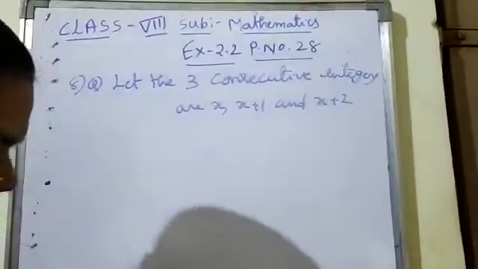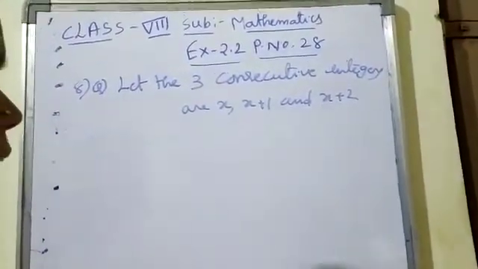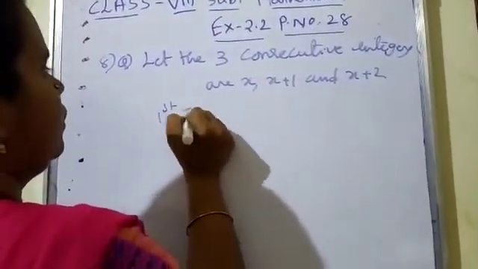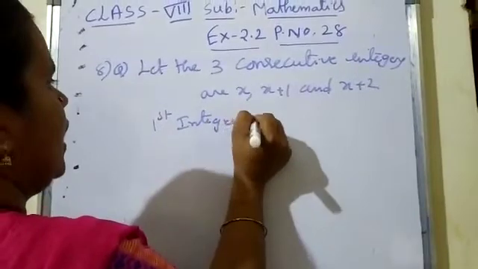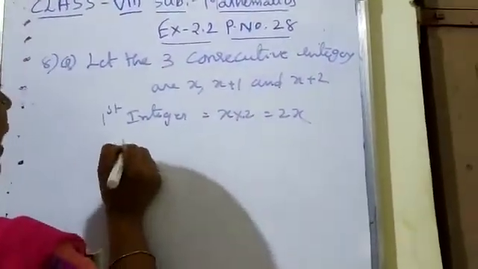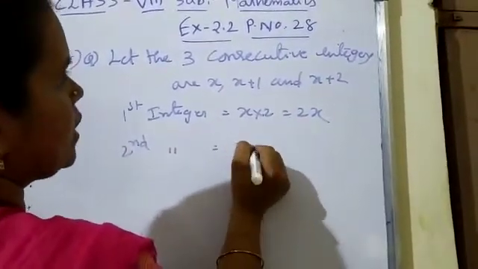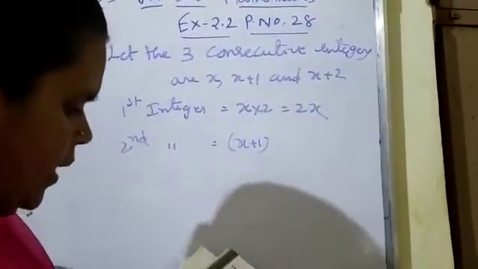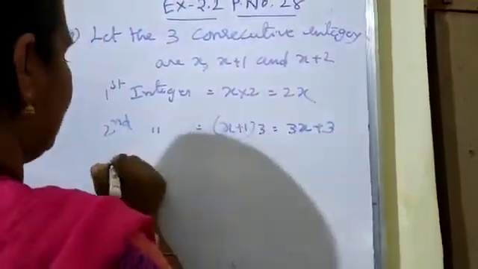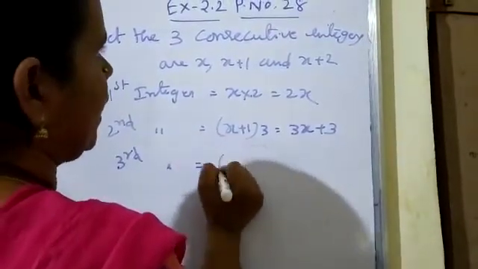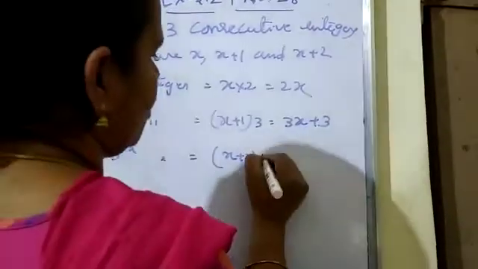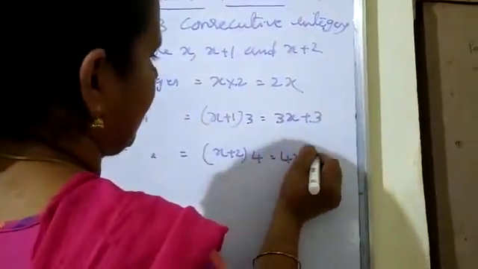So these are multiplied by the numbers 2, 3 and 4. It means x, the first integer, is multiplied by 2 and it becomes 2x. Then the second integer, x plus 1, is multiplied by 3, which means 3x plus 3. Then the third integer, x plus 2, is multiplied by 4, which means 4x plus 8.